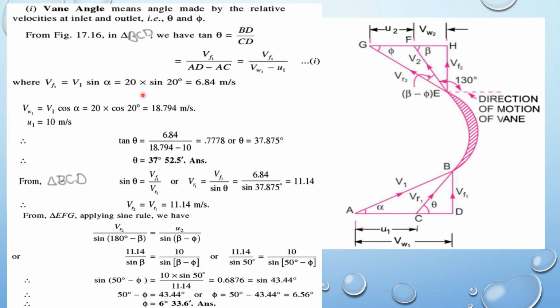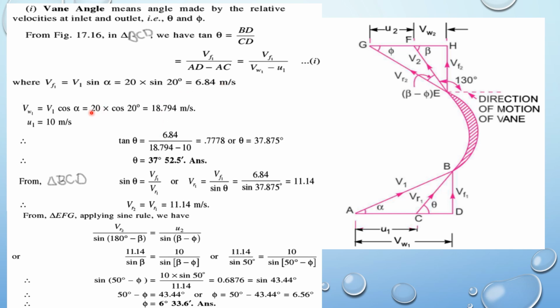So we are given the value of Vf1. To get Vf1, see the bigger triangle, that is ABD. So V1 sine alpha is Vf1. From the figure you can clearly see this. So V1 is given as 20 and alpha is given, so you can find out Vf1.